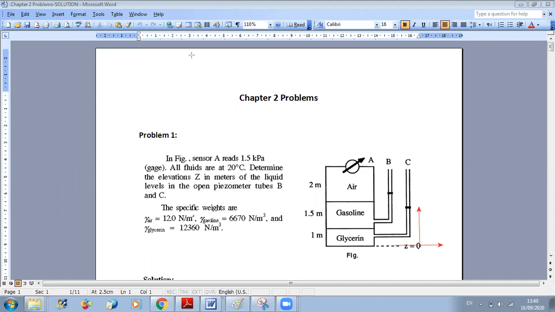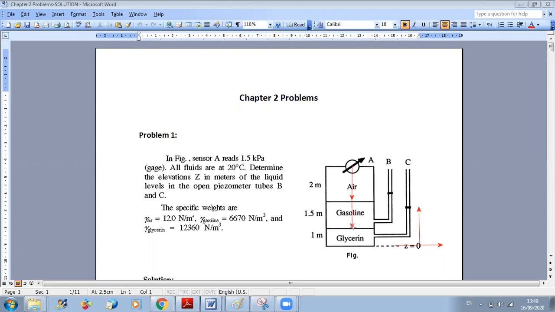So first, as we are moving, we move first through air. Because we are moving down, the pressure is increasing. So it's PA plus gamma air times 2. Then we move into gasoline. Also, we are moving downward. So it's plus gamma gasoline times 1.5.